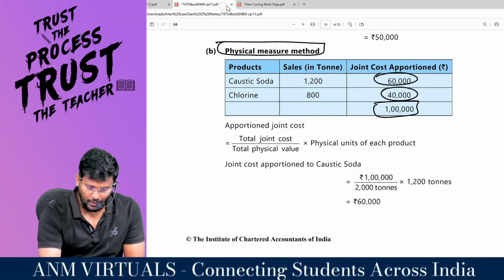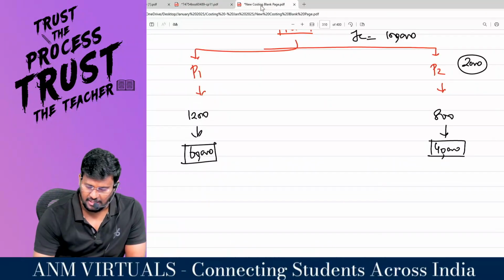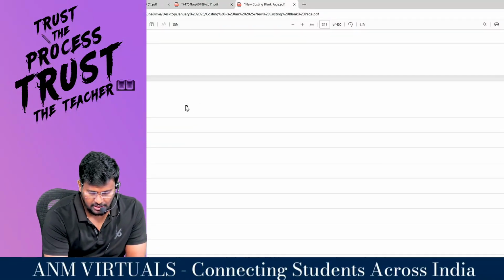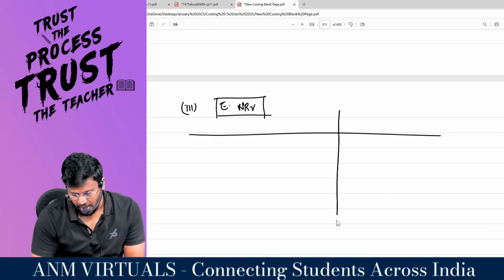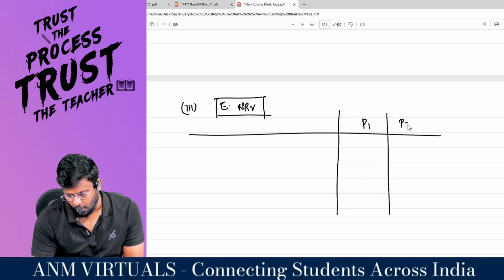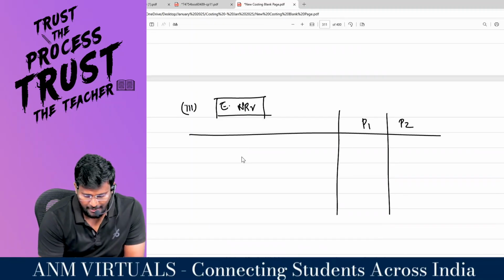What is the third method they want? The third method is estimated NRV, net realizable value, right sir? So method number 3 is estimated net realizable value. So I have to find out the net realizable value for product number 1 and product number 2. Correct? How will I find out the estimated net realizable value?